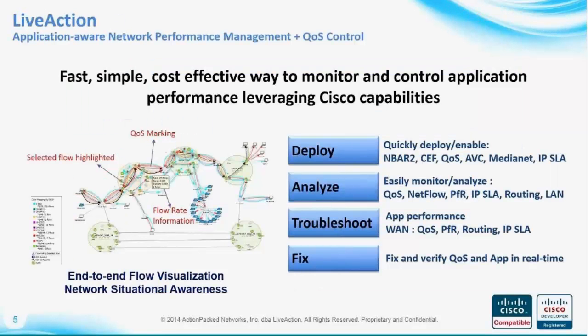LiveAction is the application-aware network performance management and quality of service control tool. From deploy, analyze, troubleshoot, and fix, we're one of the few tools in the industry that can find the problem, analyze it, troubleshoot it, and then take corrective action. To do so, we use a variety of technologies, everything from NBAR2 to SEF, quality of service, AVC, Medianet, and IP SLA. We do use command line. Depending on what we're looking for as far as deploying, analyzing, troubleshooting, or fixing, we're taking advantage of what Cisco has made available and leveraging the routers and switches that are in your network today.